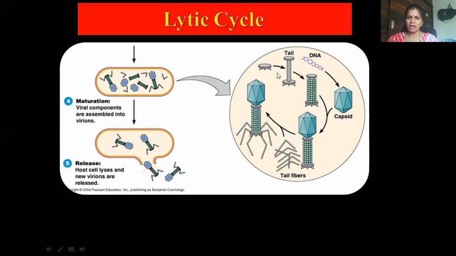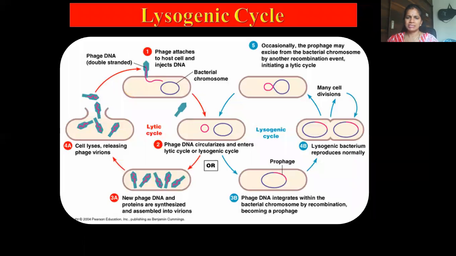Here you can see all the assembly of the bacteriophages. Once the assembly is ready, you can see this mature bacteriophage which will lyse the host cell and be ready to infect other cells. And here you can see the overview of the lytic cycle. Here you can see the phage DNA, which is double-stranded, which injects its DNA into the bacterial host system.